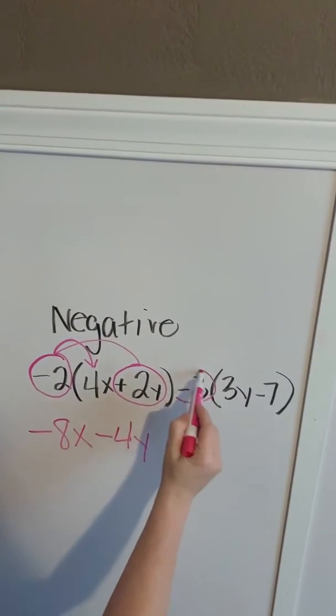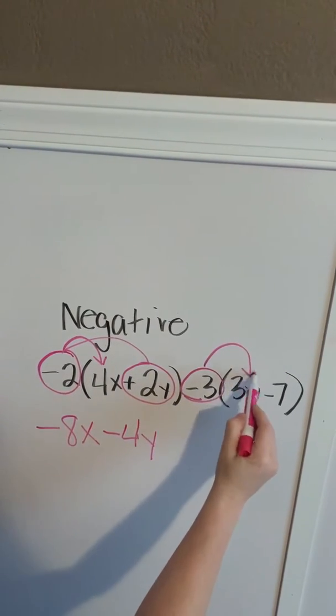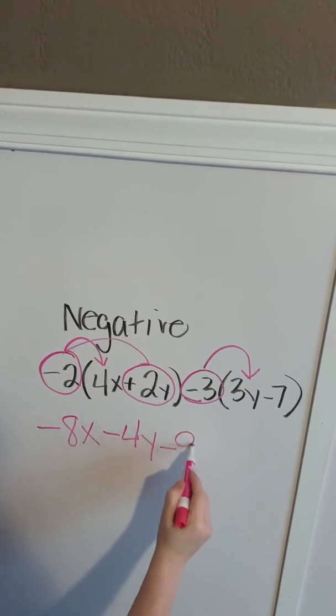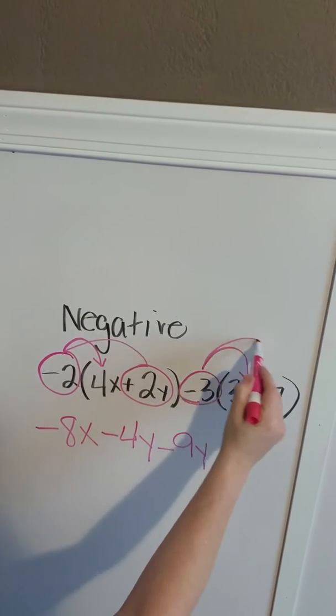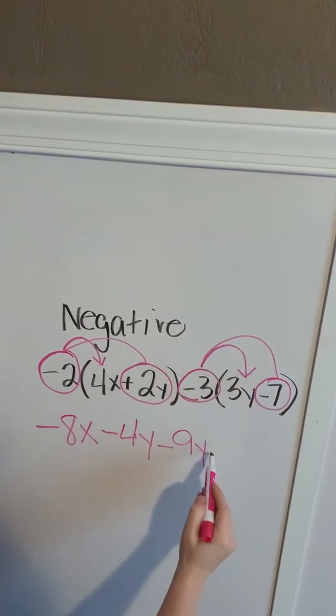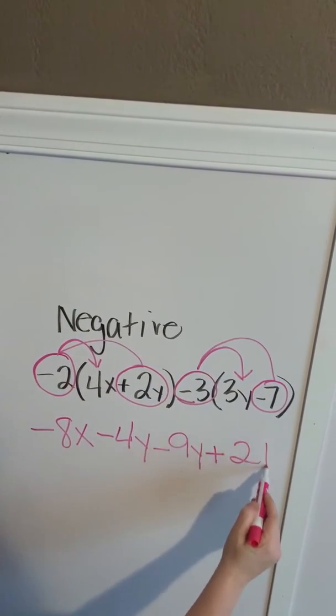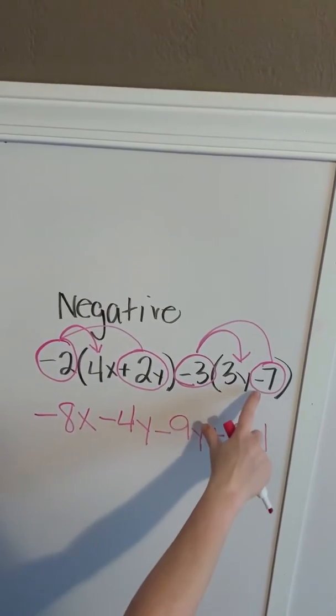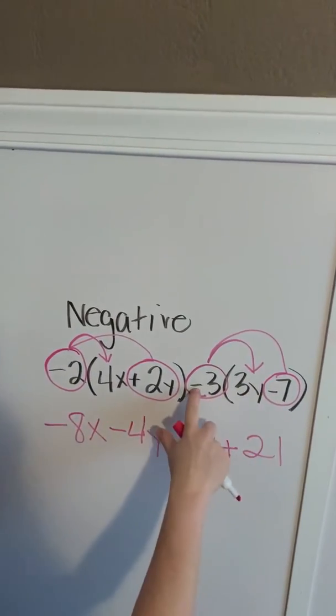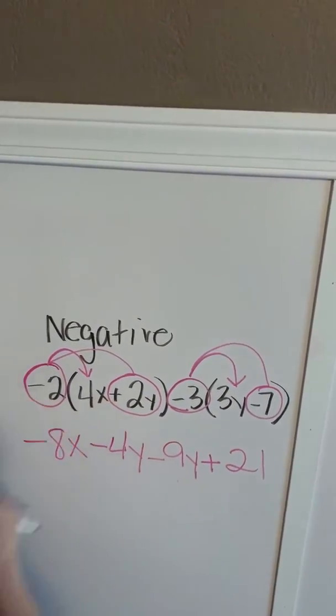Now we're distributing negative 3 to the first term, which would be negative 9y. Negative 3 times negative 7 is positive 21. So notice that I'm circling the sign that is in front of each of these terms.